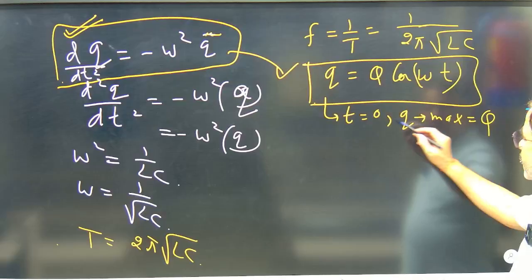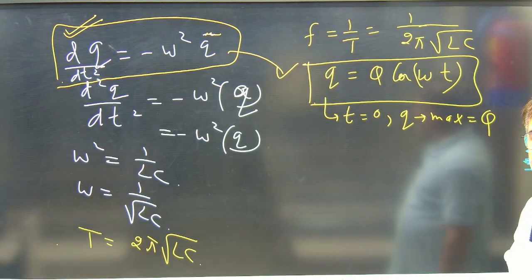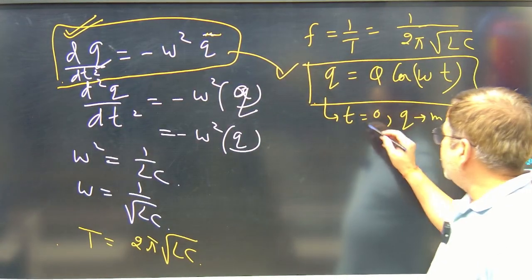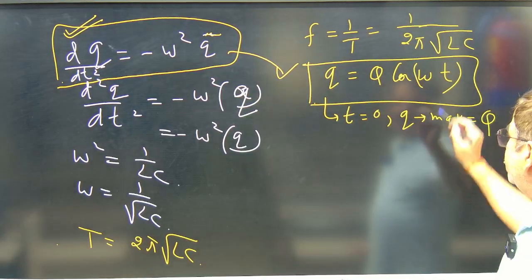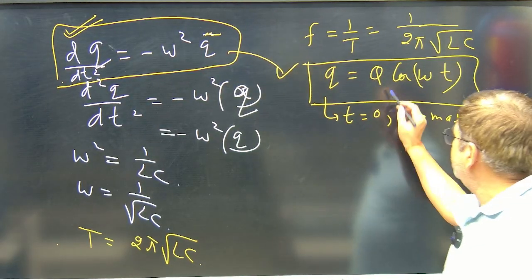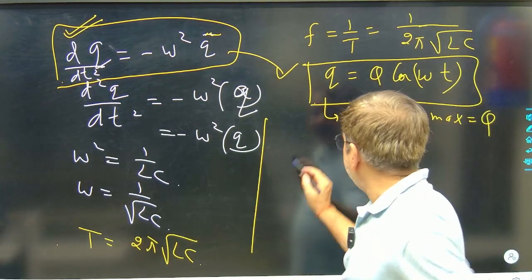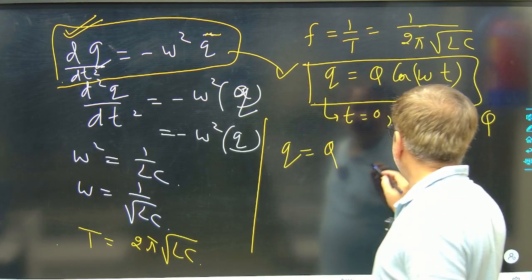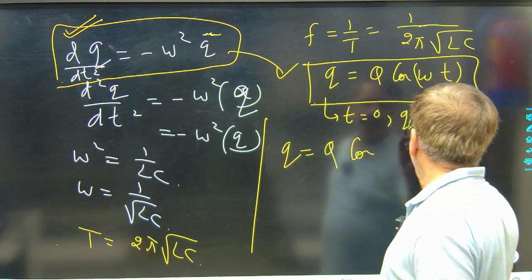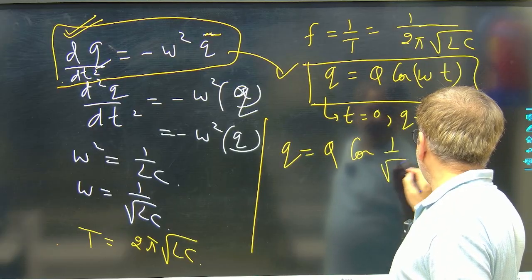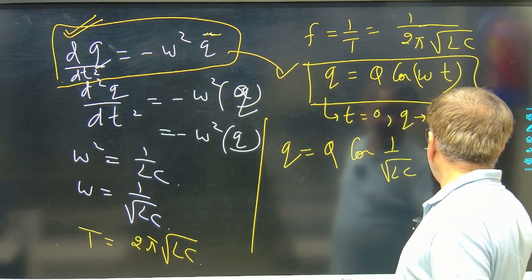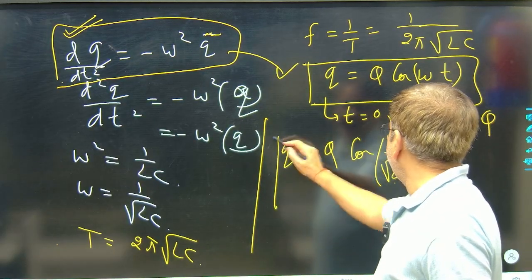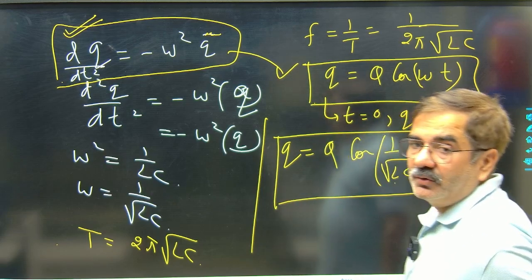So what is it? For t is equal to 0, charge flow here is maximum. Correct. I cannot put it as a sine function because at t is equal to 0, charge is maximum. This result will be followed, and further this small q is equal to capital Q times cos of omega t, where omega is 1 upon under root of LC, into t. This result we have for the charge flow.